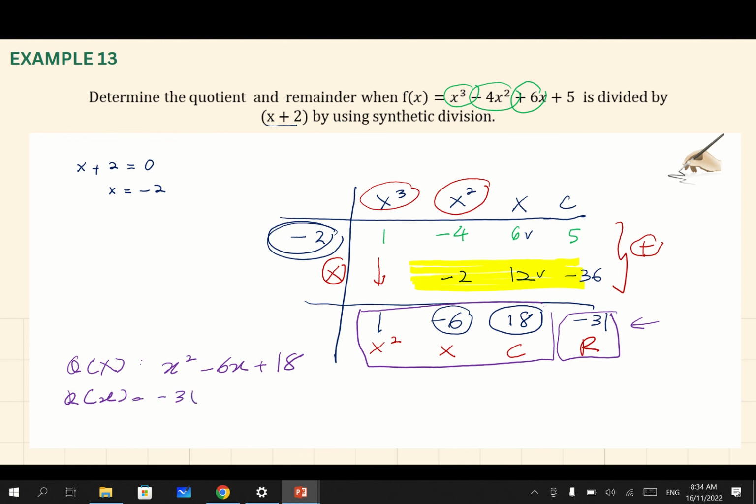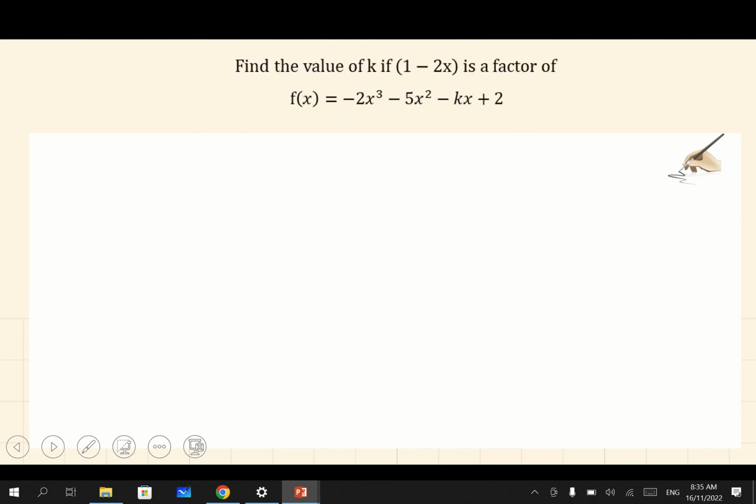So, this is how we find the root ataupun kita nak cari dia punya factor, nak check dia punya factor by using synthetic division. Nak cari quotient, nak cari remainder using the synthetic division. Okay. Next, we proceed to the next example. This one is we have to find the value of k if 1 minus 2x is a factor.